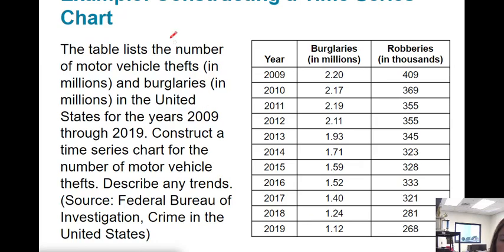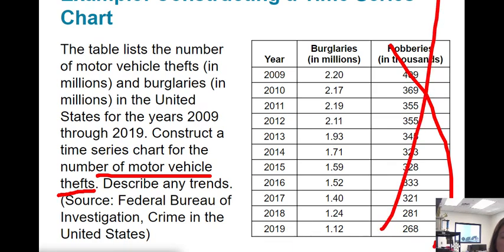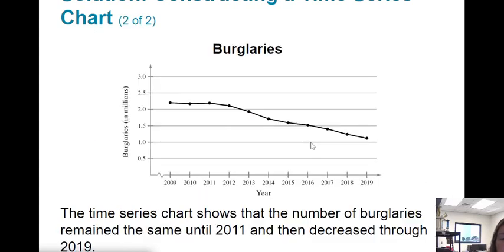So when we construct a time series chart, your x-axis is going to be all the years, and your y-axis is going to be what you're trying to find. We're trying to look for the number of motor vehicle thefts, and I'm not sure why they have robberies in thousands, but we are going to look at, okay, in millions, how many burglaries did we have each year, and then describe a trend. You have this picture in your notes. Describe the trend, and what we see is that from 2011 to 2019, it's a decrease. All right, thank you for your time.